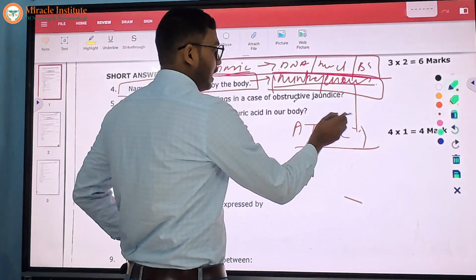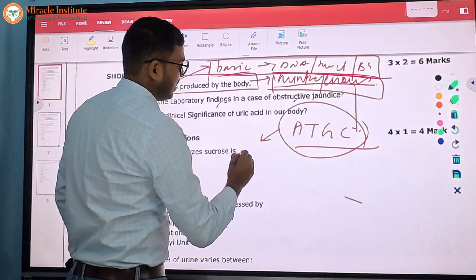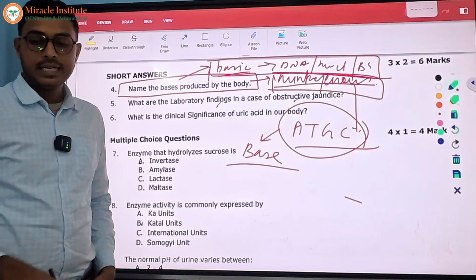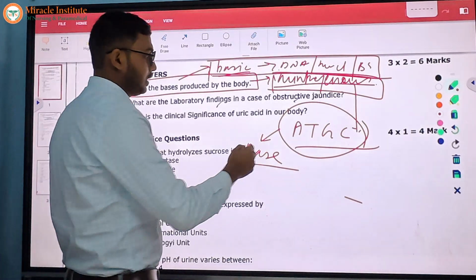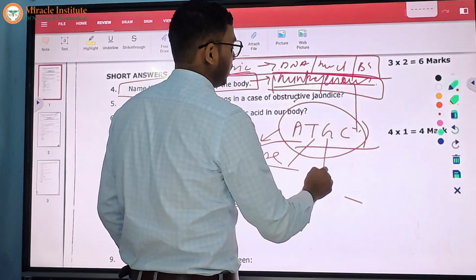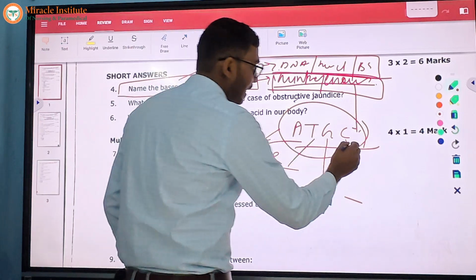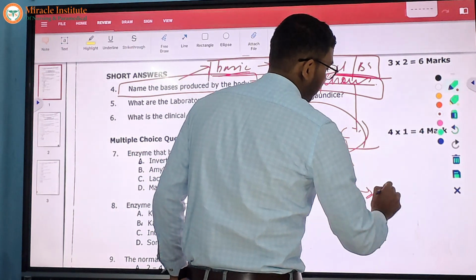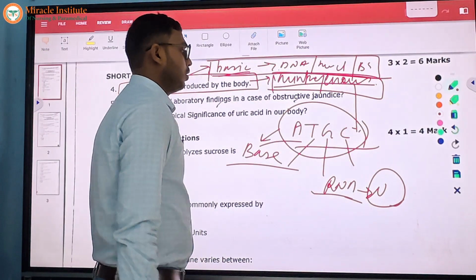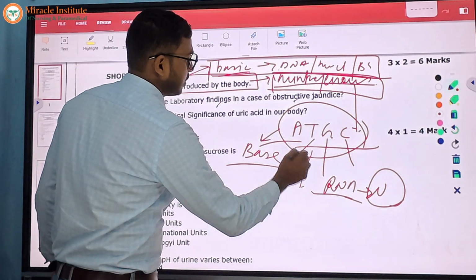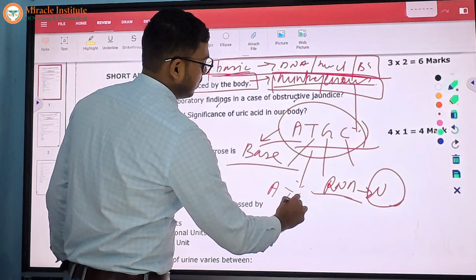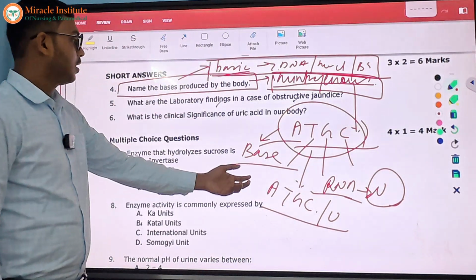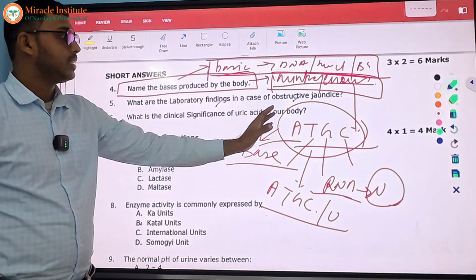This is a nitrogenous base. We need to know the details about the nitrogenous bases. What is adenine? What is thymine? What is guanine? What is cytosine? In the case of RNA, we describe uracil. So in these questions we discuss A, T, G, C, and in the case of RNA, uracil, and their properties. We go through each and every one.